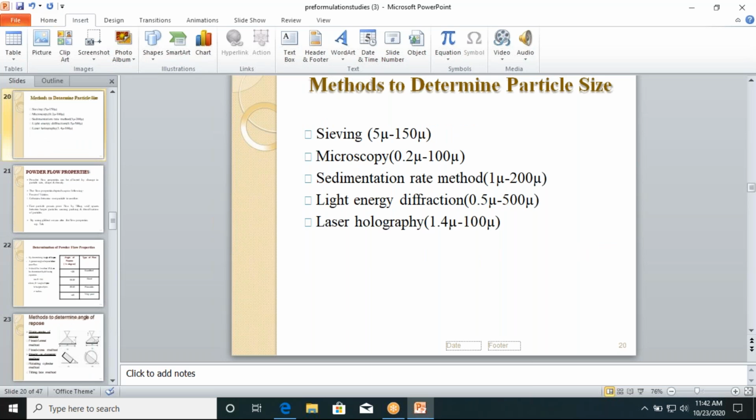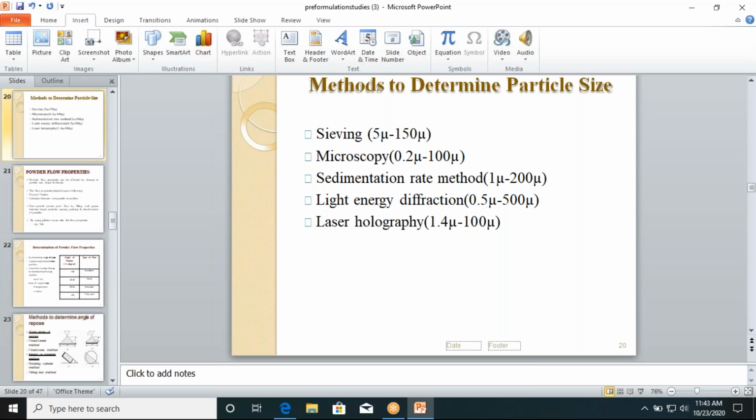So when you go for the sieving method, or screening, it is probably the oldest method of sizing particles, and even now it is used to determine the size distribution of powders, in size ranging from 44 micron. So this you have done in your engineering. Mainly the sieving method is used for determining the particle distribution also. It will give you a rough idea of the particle size when you are evaluating a raw material.